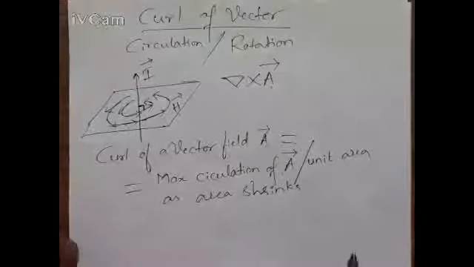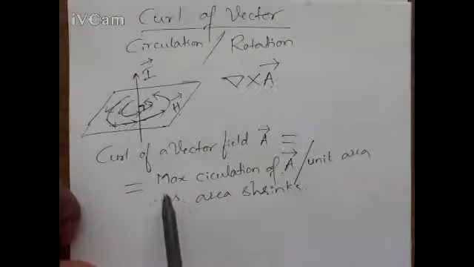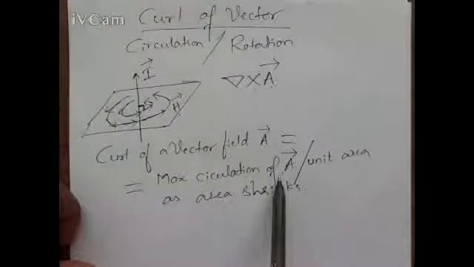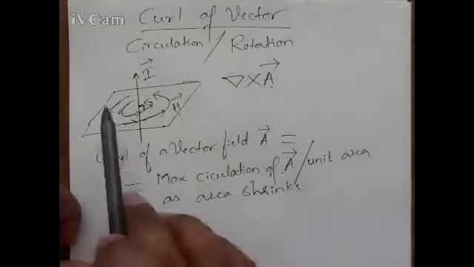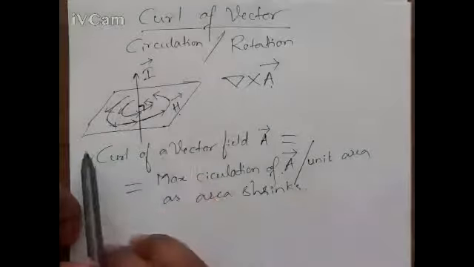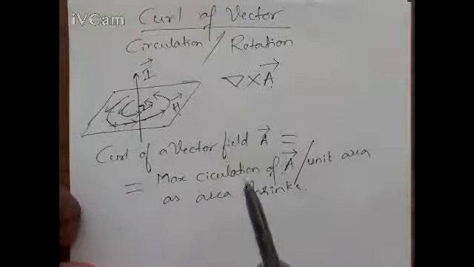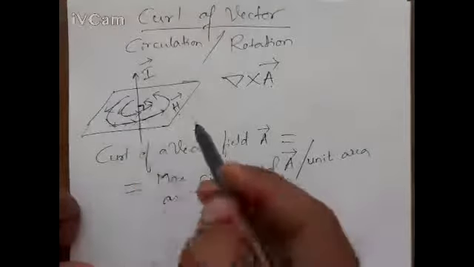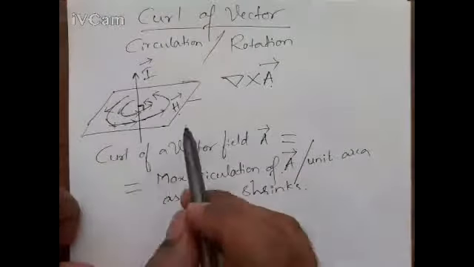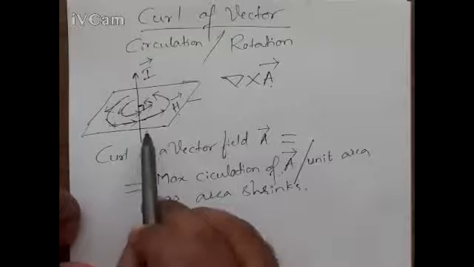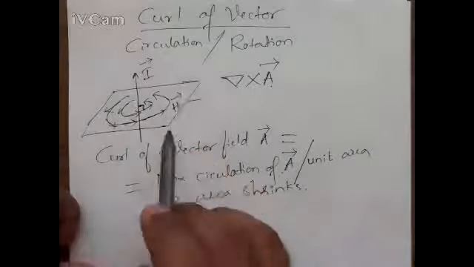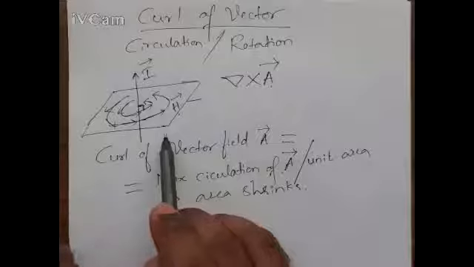Like that, the maximum circulation of the vector A, maybe any vector, per unit area. We are taking this unit area, and in that plane it is circulating. As the area shrinks, that means we are taking the limit of this area. It may be circular in shape, though we have taken a rectangle here. So it is some area which is shrinking, that means we have to apply the limit.